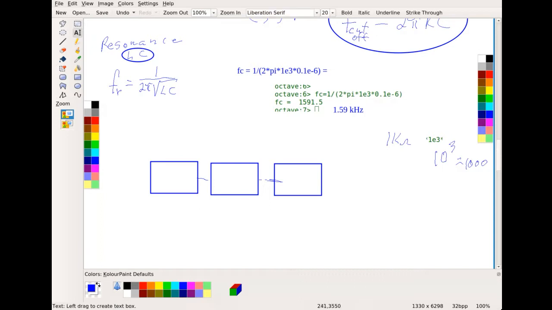Okay. So let's say they were amplifiers. This was a ×2 amplifier, this was a ×3 amplifier, and this was a ×5 amplifier. Then our output would be 2 times 3 times 5, right? 2 times 3 is 6, times 5 would be 30. So we'd have a gain of 30 coming out. Okay.